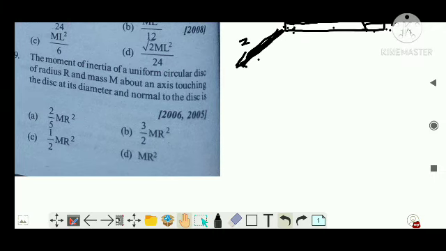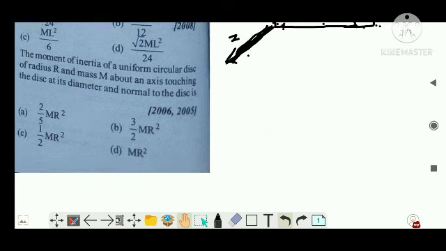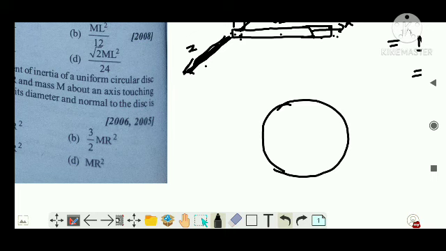Right. So the moment of inertia of a uniform circular disk of radius r and mass m about an axis touching the disk at its diameter and normal to the disk. This is the disk here, and you're asked what is the moment of inertia here. This is the moment of inertia about the center, which you know, mr squared by 2 for a disk.